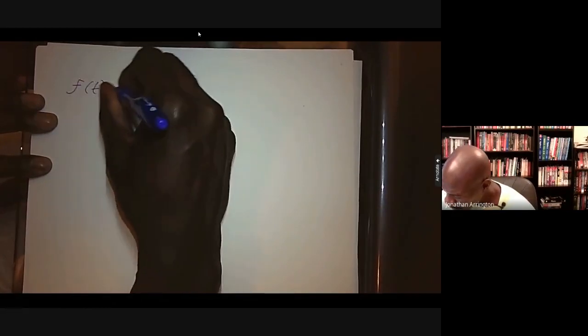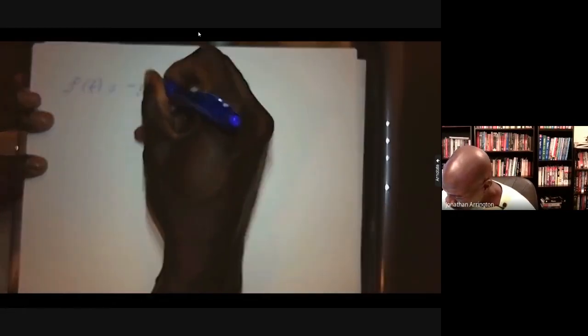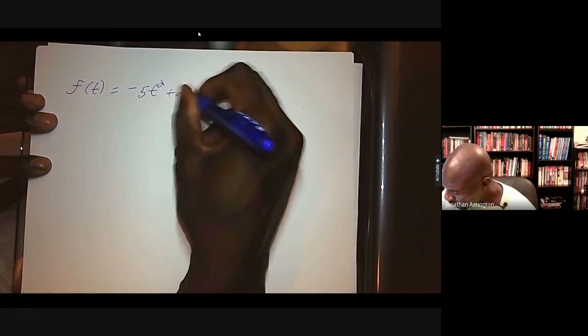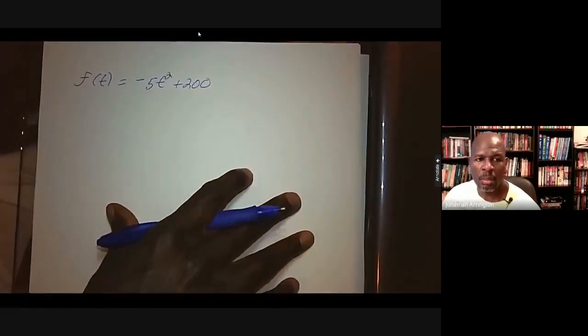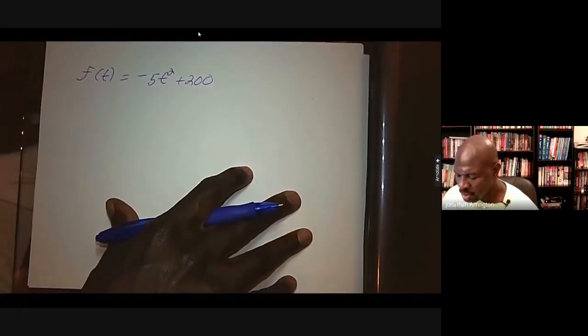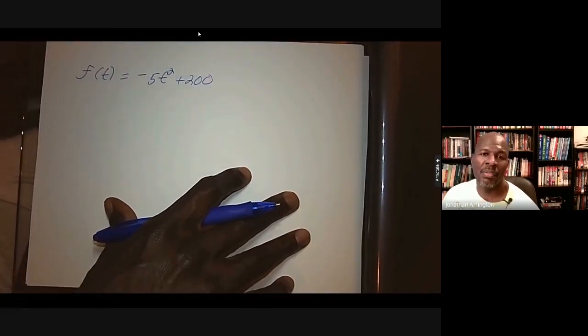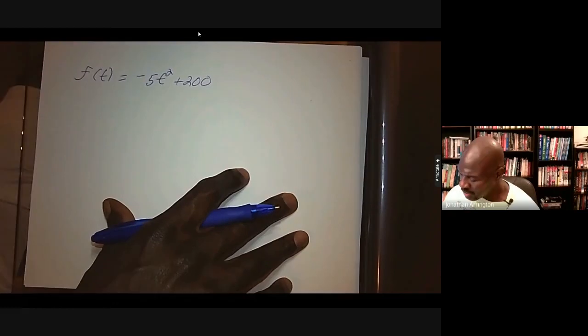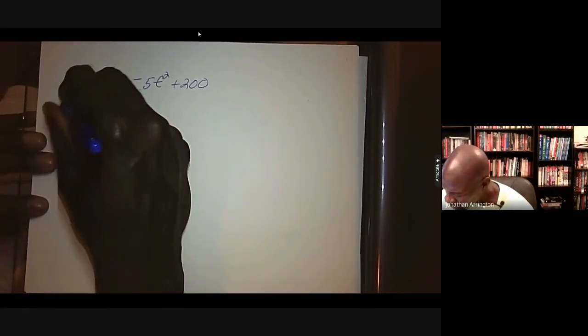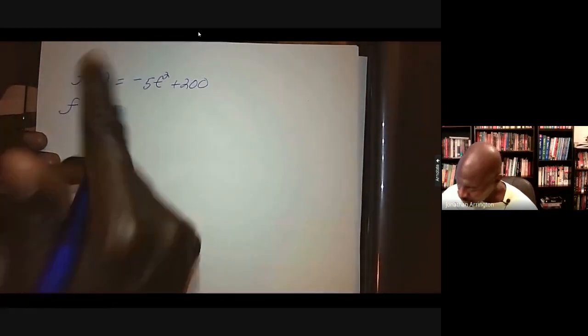Okay, so it says the object was dropped 200 meters above the ground. That means that the position function for this particular scenario is going to be f of t is -5t squared plus 200. A pretty easy function to remember. And they want us to find the height at 5 seconds. So that's finding f of 5.